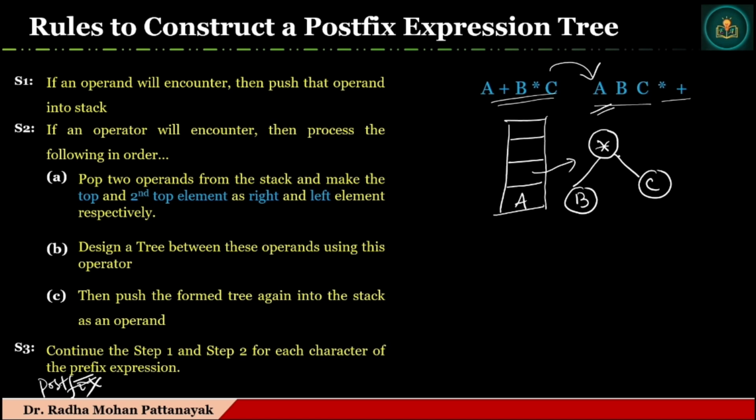Now plus came, so what will you do? This tree is the top element and A is the second top element. So form a tree by using these two elements. First make plus the parent node, then you know that the top element will become the right child. So the multiplication tree with B and C becomes the right child of plus, and A will become the left child of plus. Clear? In this way, we will convert a postfix expression into its equivalent postfix expression tree.